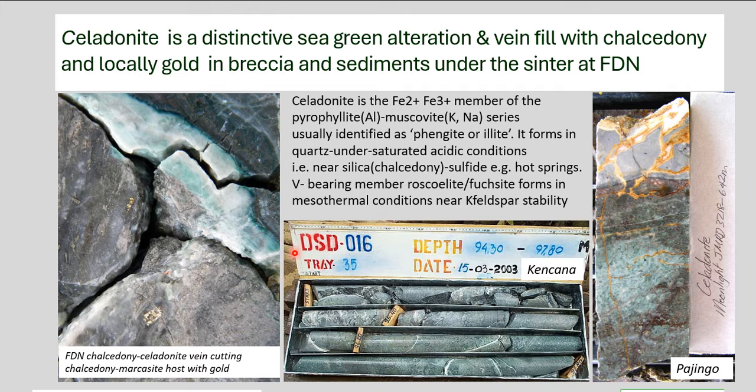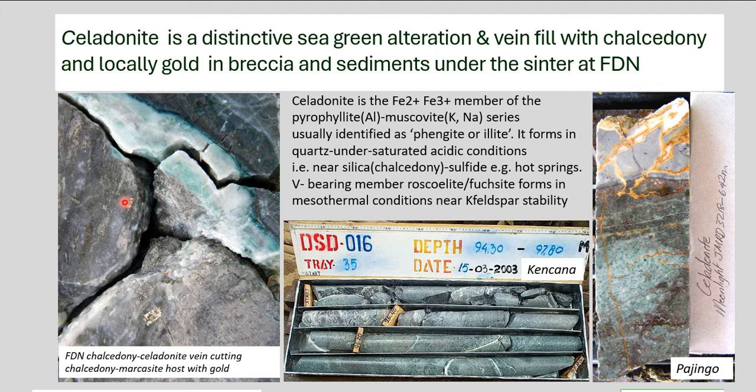This is the celadonite that you get in the sinter and underneath the sinter in the sedimentary rocks, and also in the breccia. So here it's that sea green, blue-green colour in with the chalcedony, and that's a vein cutting the chalcedony marcasite that has quite a lot of free gold in it. The celadonite veins themselves can have free gold. I think that interval that had 11 grams in it included quite a lot of celadonite veins.